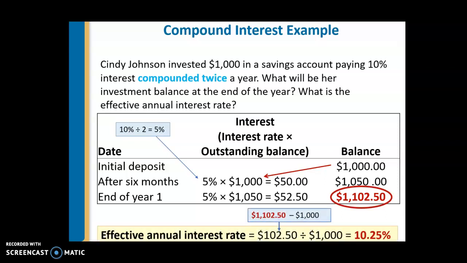Her effective annual interest rate is 10.25%. The $102.50 interest that she earned divided by the $1,000 initial investment gives an effective annual interest rate of 10.25%.